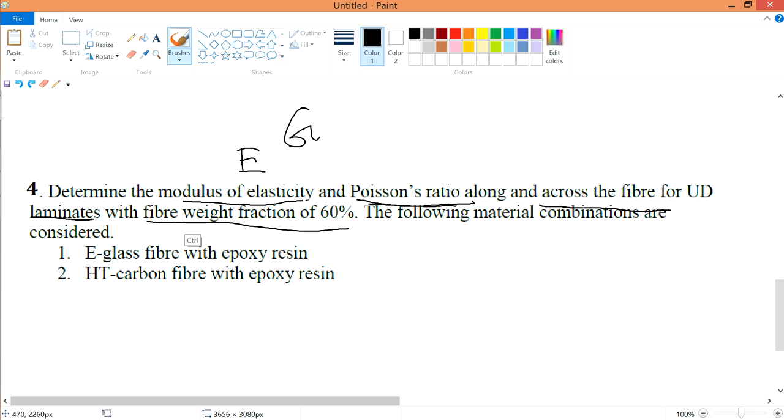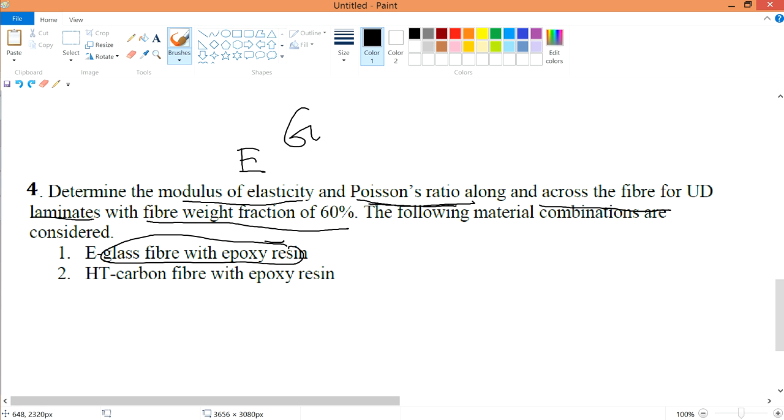And we know that the fiber weight fraction is 60%. Now it's in terms of weight fraction. Later on we'll check out the other formulas that we're going to learn. So just take note that there is a weight fraction of 60%. The following material combinations are given. There are two combinations: E-glass fiber with epoxy resin, and also HT carbon fiber with epoxy resin. In other words, we are calculating all this for this case and then this case separately.